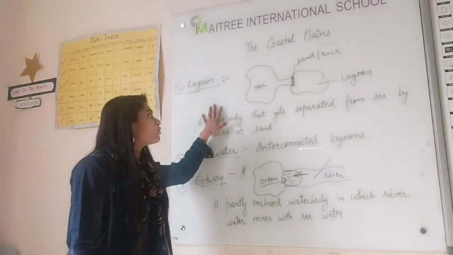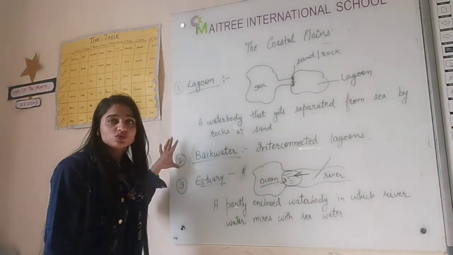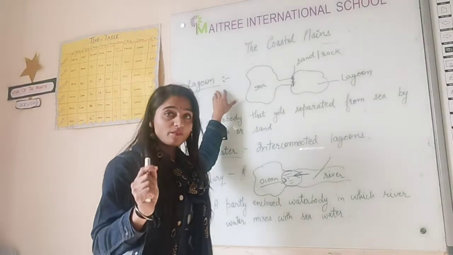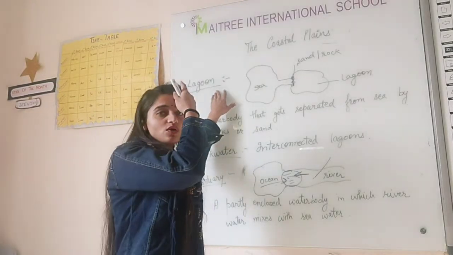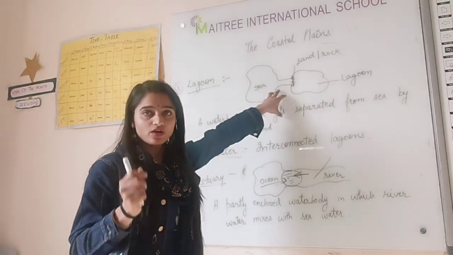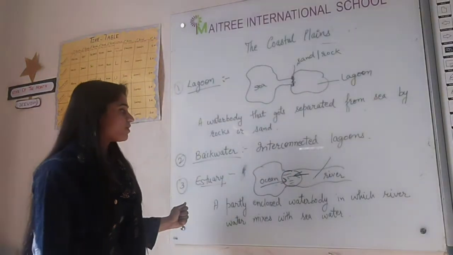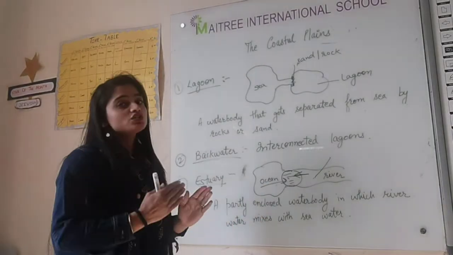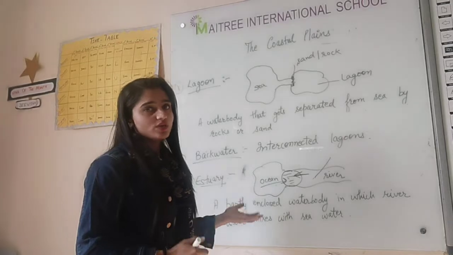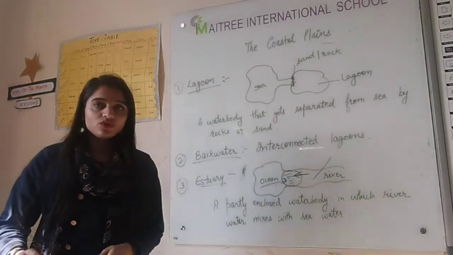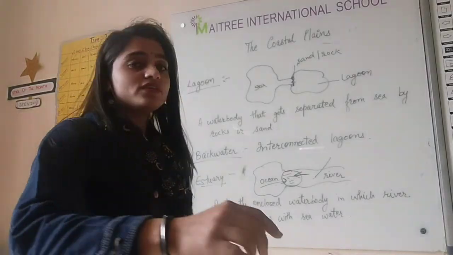So I hope both the terms, the lagoon and the estuary, are clear to you. Lagoon is formed when the salty sea water gets separated by a sand or a rock, and estuary is formed when the fresh river water gets mixed with the salty sea water. So there the estuary is formed. Now taking some more of the terms.